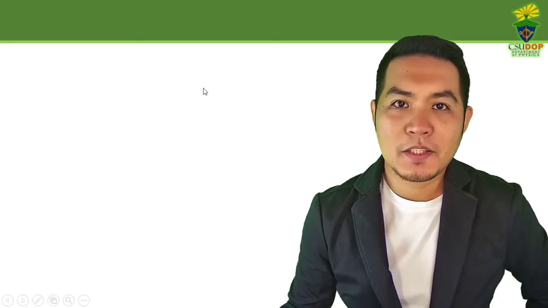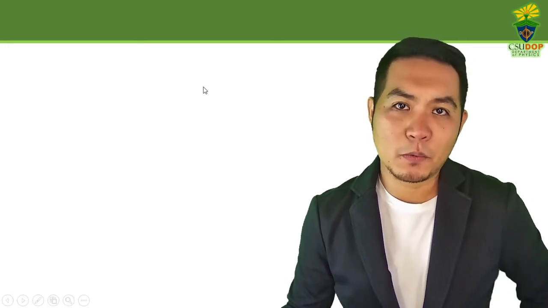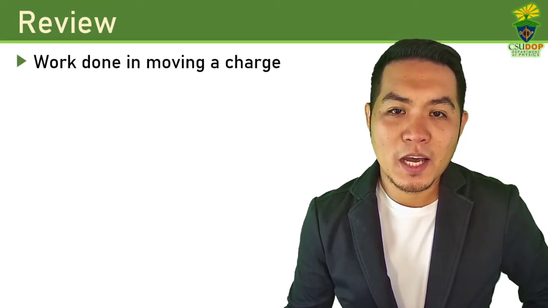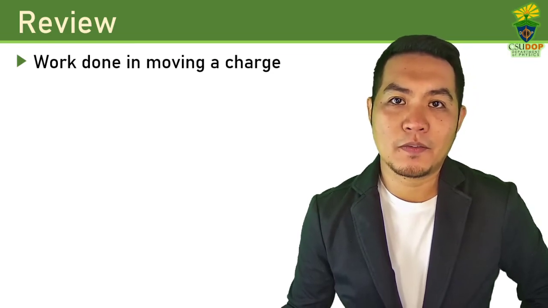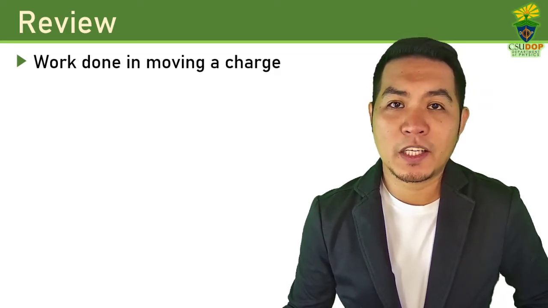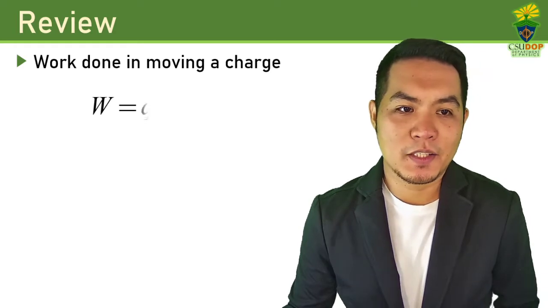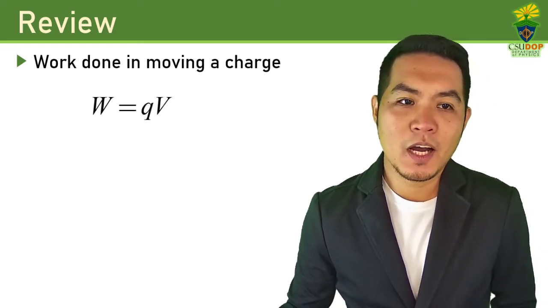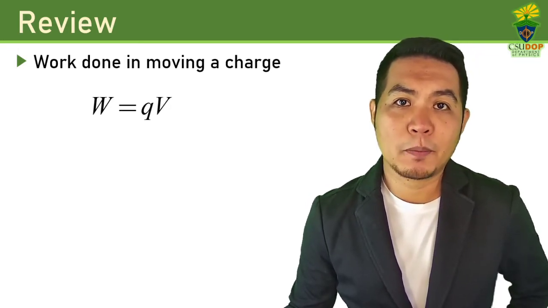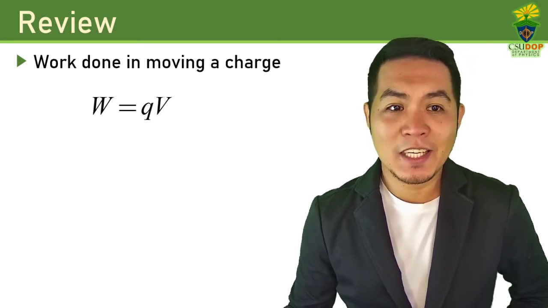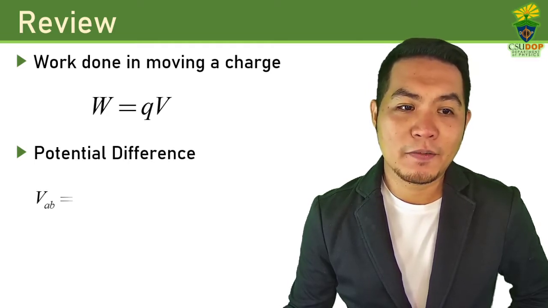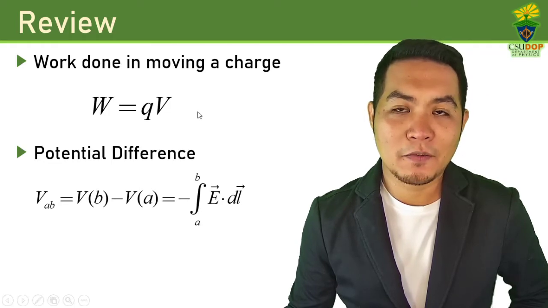Before we start, let's review the concepts that we need for this final lesson. In the previous lesson, we calculated the energy of a discrete charge distribution, which is equivalent to the work done in assembling the charges. For a single charge Q, if you want to move it from infinity to a point where the potential is V, then the work done is Q times V. We also discussed the potential difference, which is related to the electric field, E dot dl.